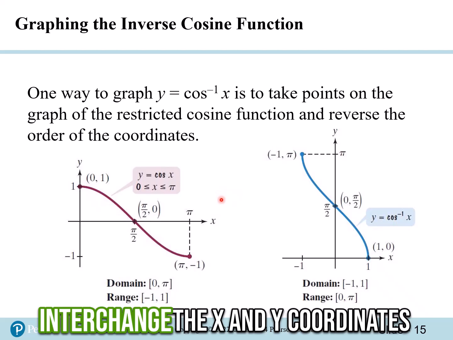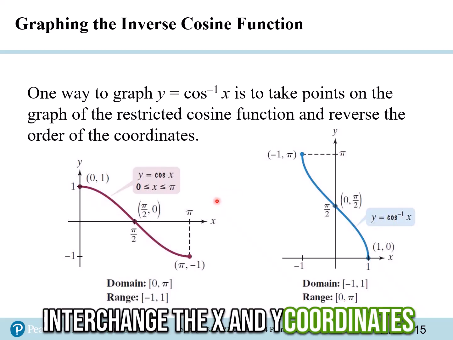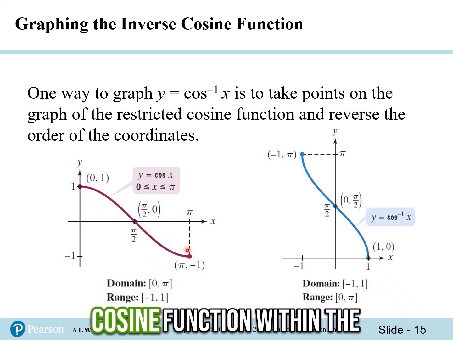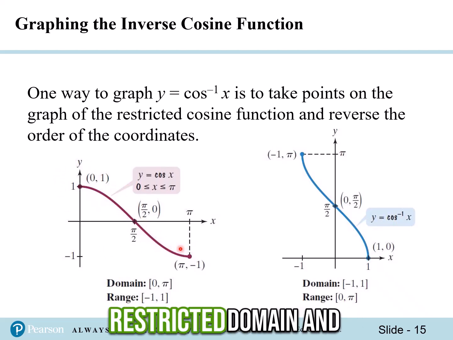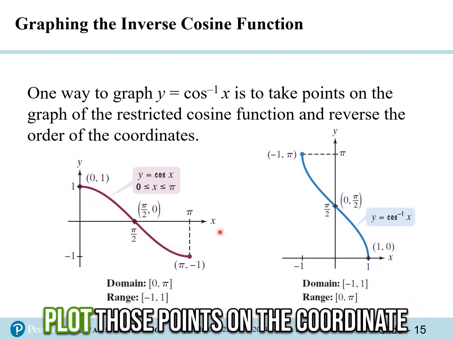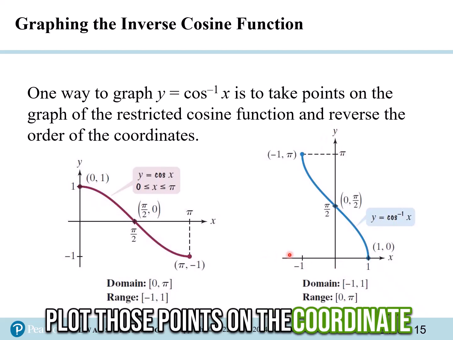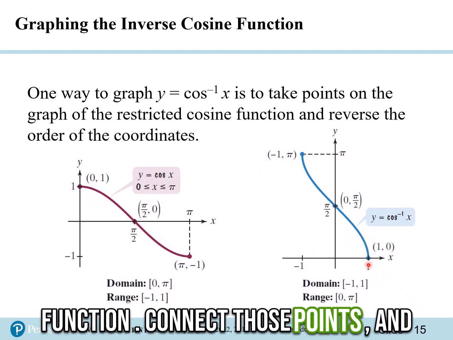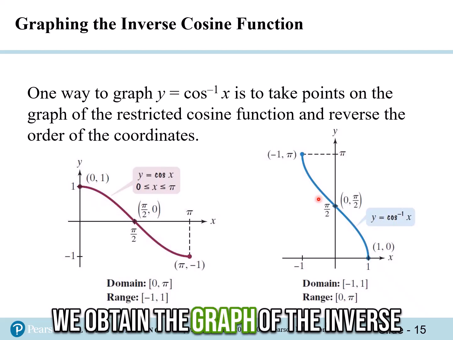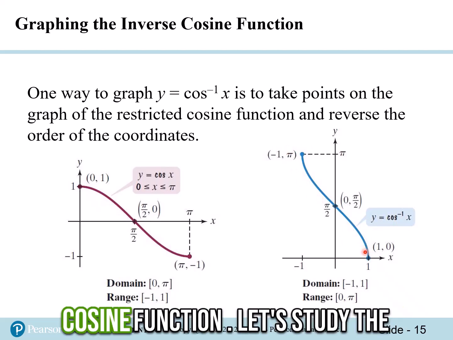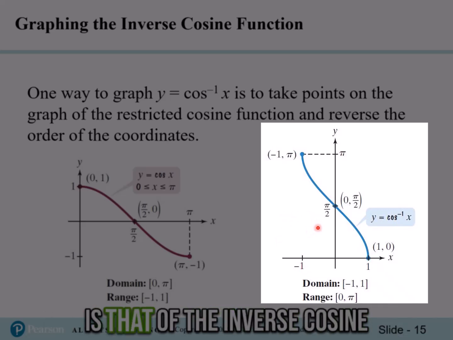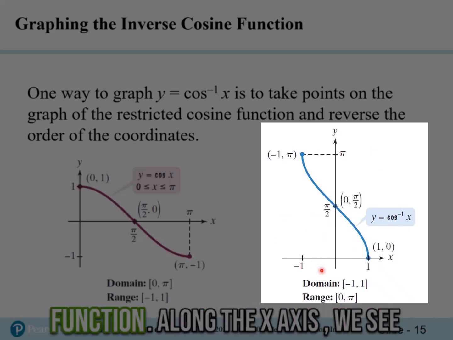We can interchange the x and y coordinates of some different points of the cosine function within the restricted domain and plot those points on the coordinate system for the inverse cosine function, connect those points, and we obtain the graph of the inverse cosine function. Let's study the graph on the right hand side, which is that of the inverse cosine function.